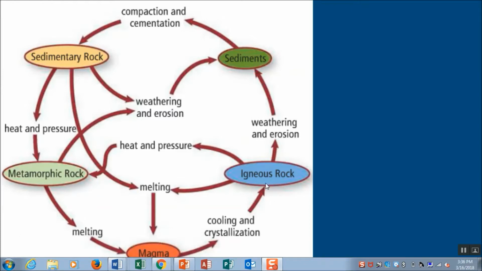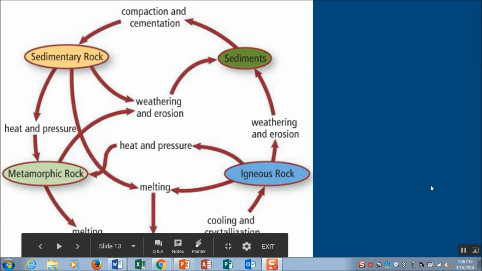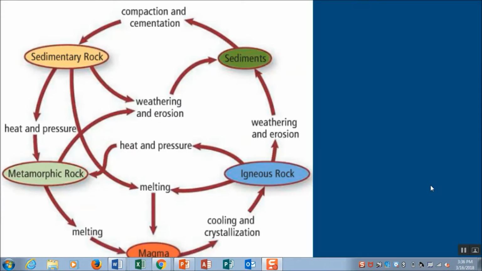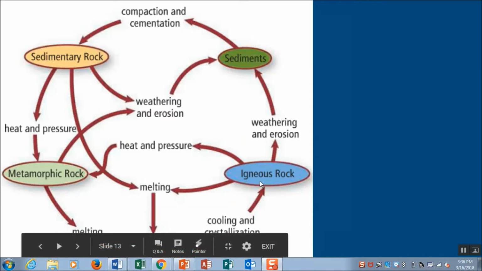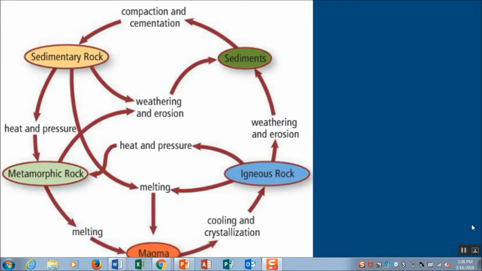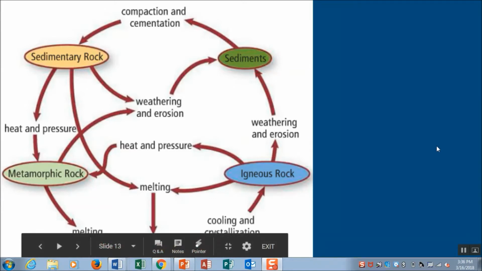So if a metamorphic rock melts, it's going to form lava. If that lava then cools and crystallizes or solidifies, that's going to create an igneous rock. If an already existing igneous rock melts, that's going to create magma or lava. And if that magma or lava cools and crystallizes, that's going to create a different type of igneous rock.